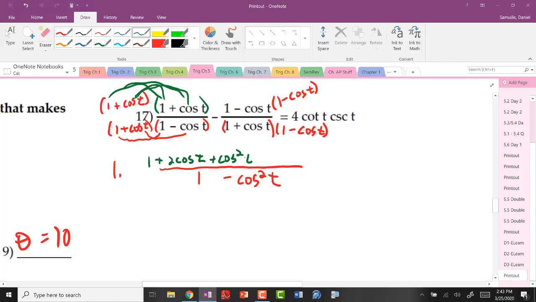Before I move into the next one, you must make this plus a negative and distribute it. And then we will FOIL that. So then I can put a plus there. Then you get negative 1. Then negative 1 times negative cosine is cosine, and that's another cosine. So I still get a 2 cosine.